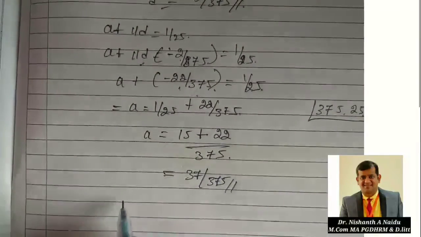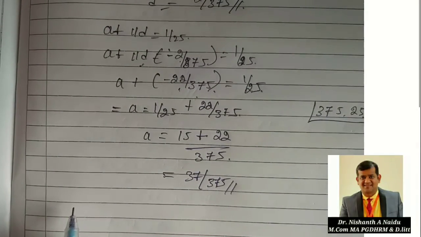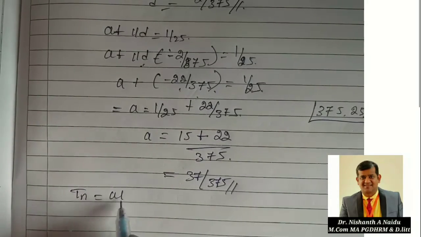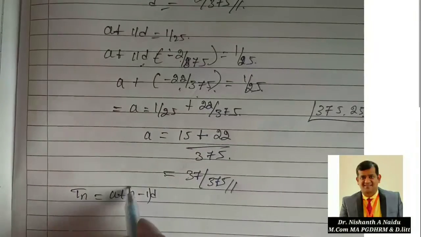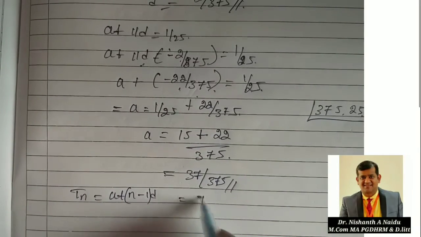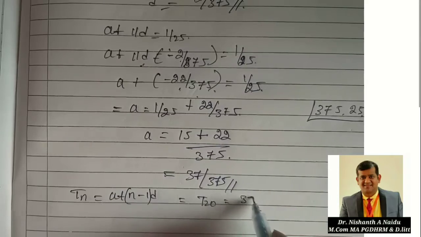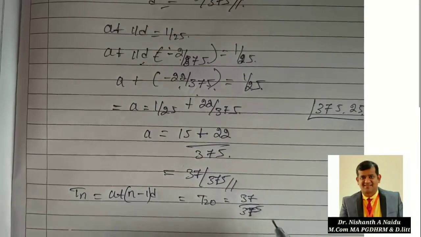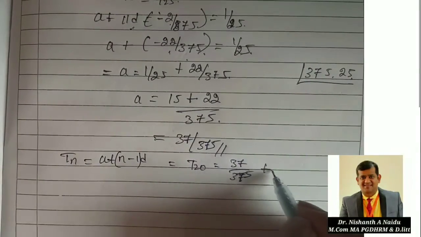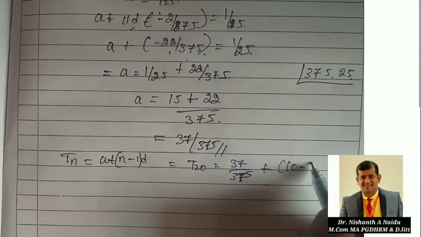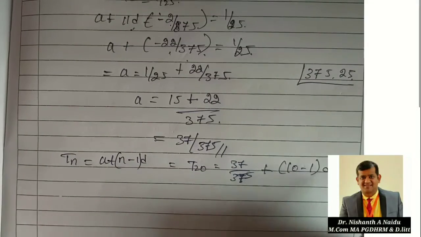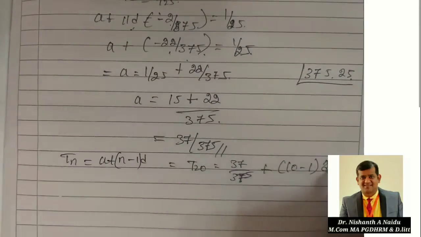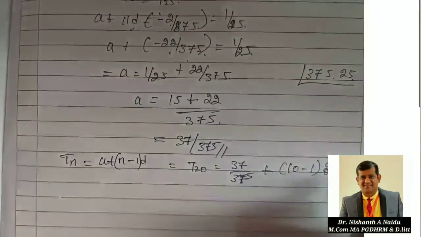Now we have to find T20, right? He has asked us to find T20. Tn equals a plus (n minus 1) into d. So I am applying it: T20 equals 37 divided by 375 plus (n minus 1) into d. What is the d value? Minus 2 divided by 375.